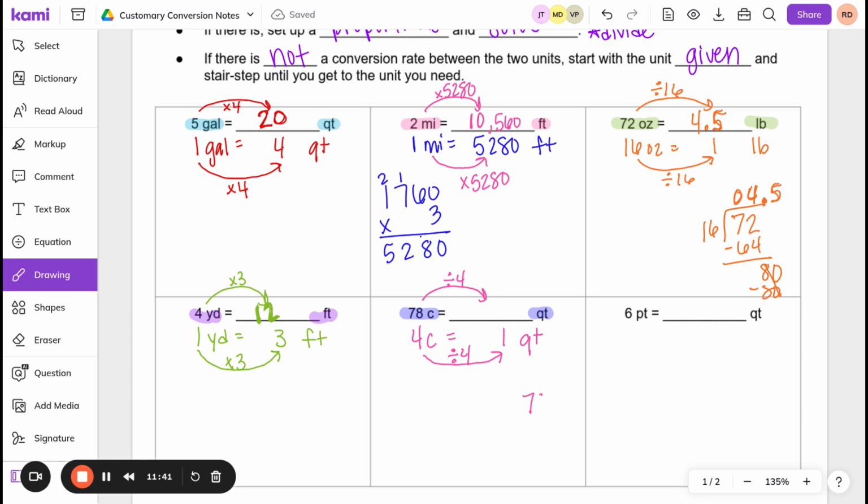So 78 divided by 4 is 3. Bring down our 8. 4 times 9 is 36. We're left with a 2, but we can't have remainders, so we're going to put our decimal and 0. We get an answer of 19.5 quarts.